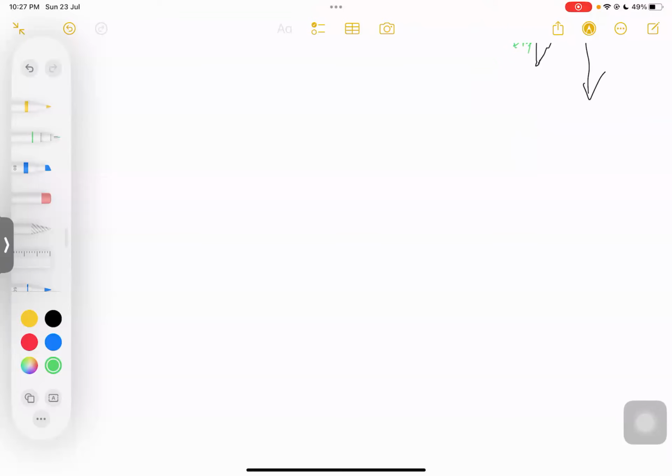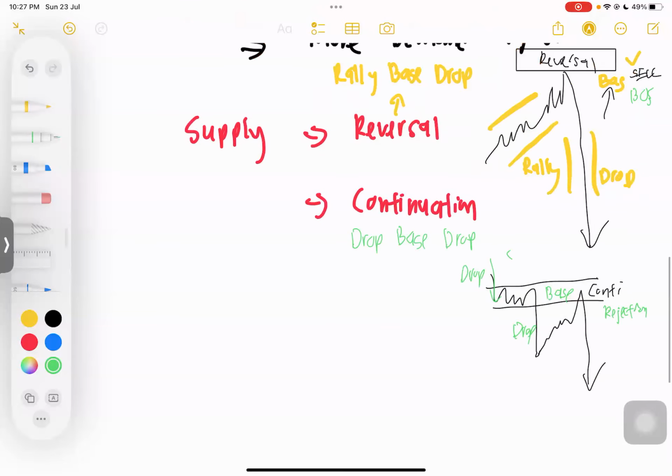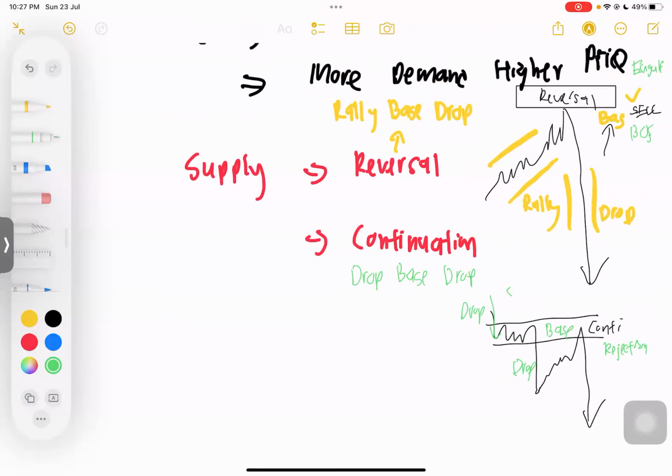How to find sell zones? You have to find the rally base drops or drop base drops. The engulfing, consider it as a confirmation. I will talk in more details later.